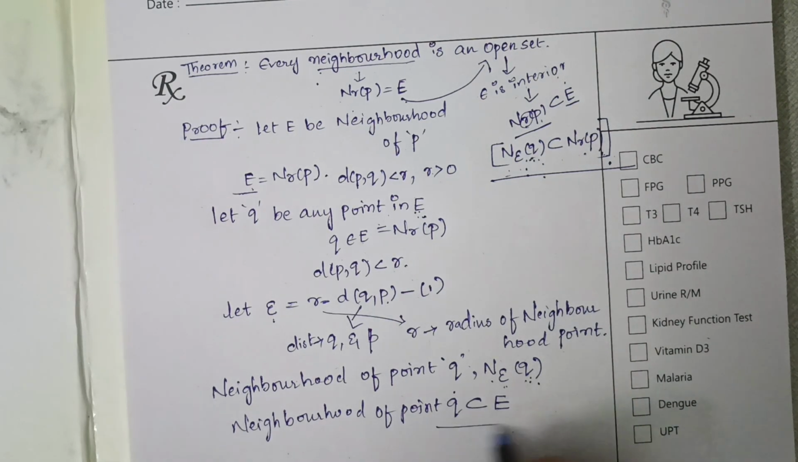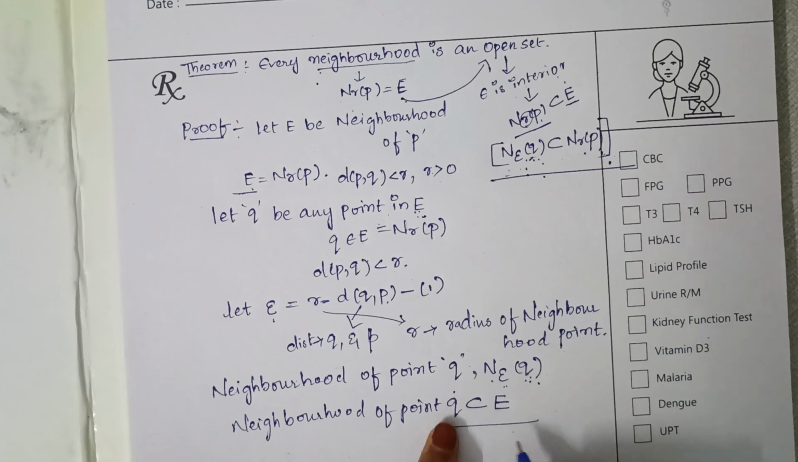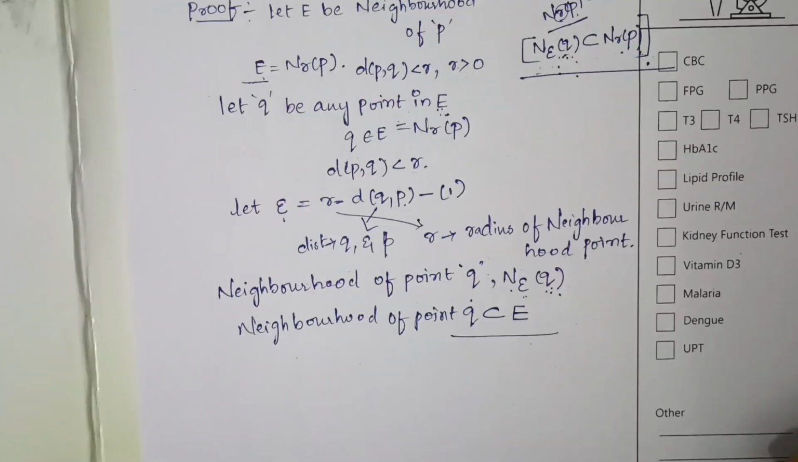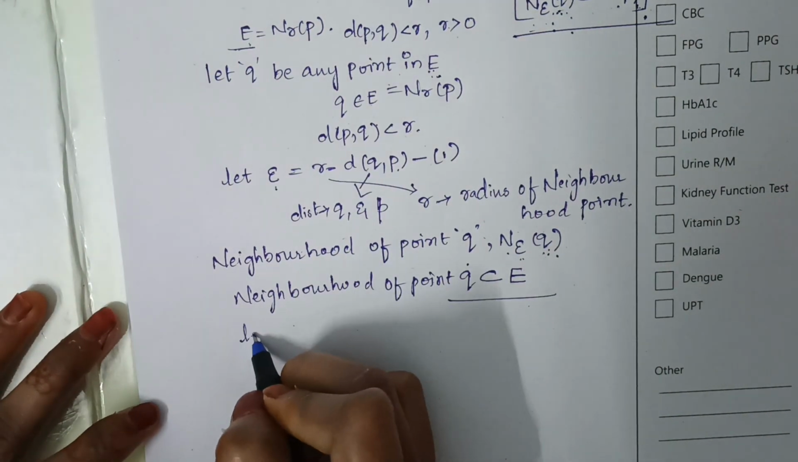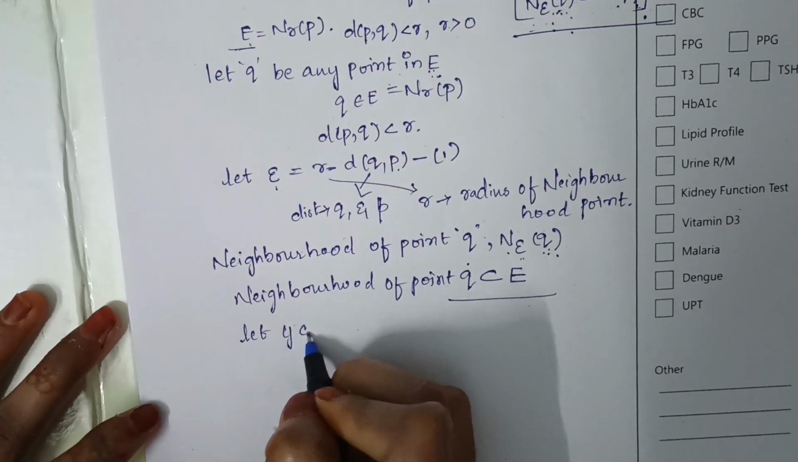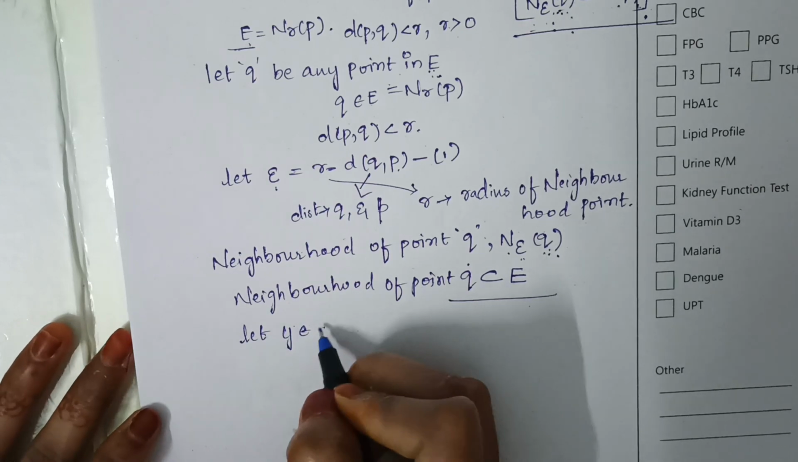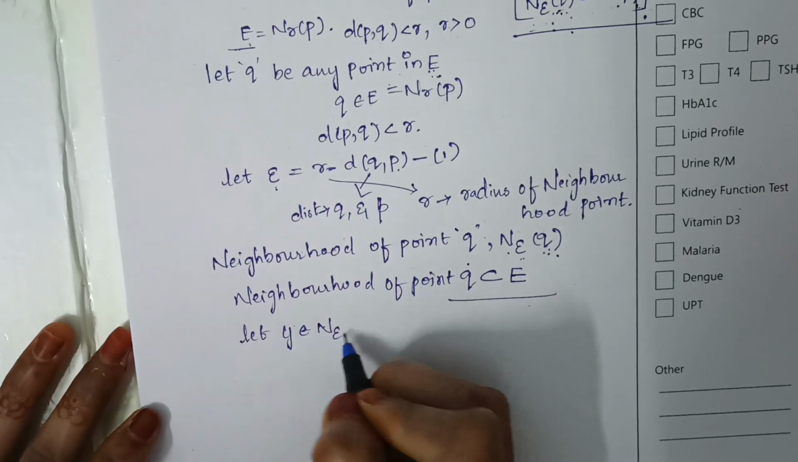Right? This is what we need to prove in order to prove that this E is an open set. Okay? For this, I am considering let y belong to N_epsilon(Q).